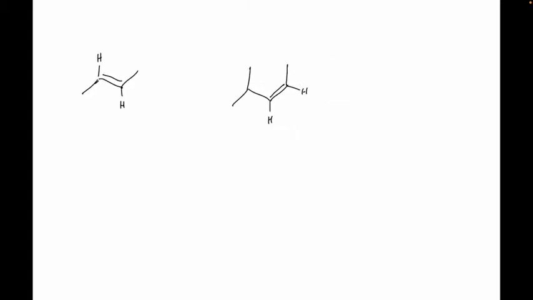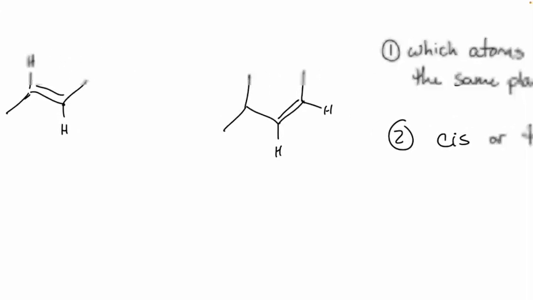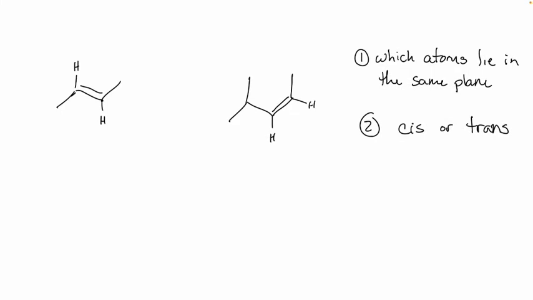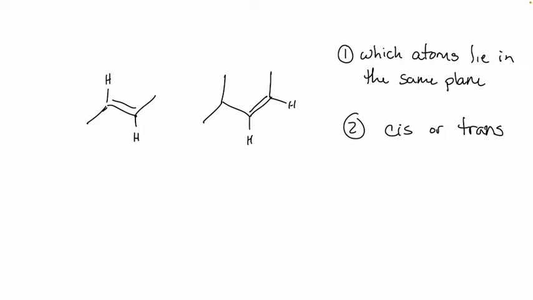Okay, so at this point we haven't learned much, but for these two examples here, we should be able to identify which atoms lie in the same plane, and two, are these alkenes cis or trans? Everybody take a second and see if you can tell me which atoms lie in the same plane and whether the alkene that's pictured is cis or trans.